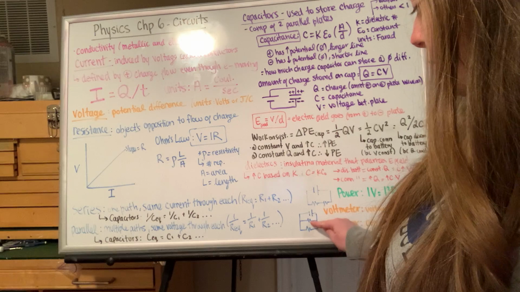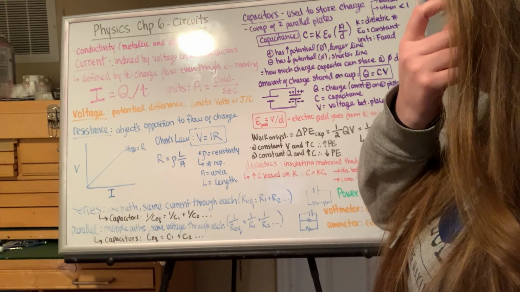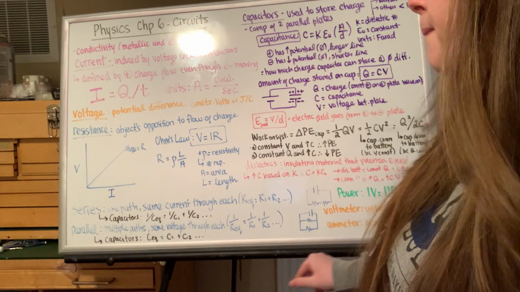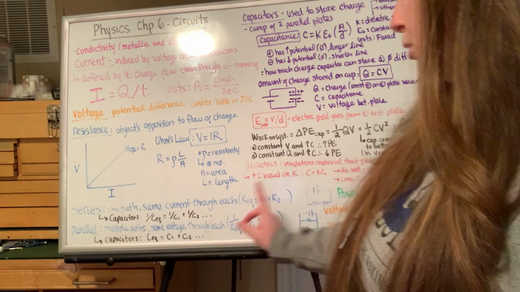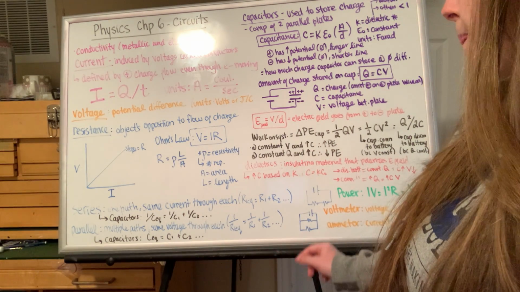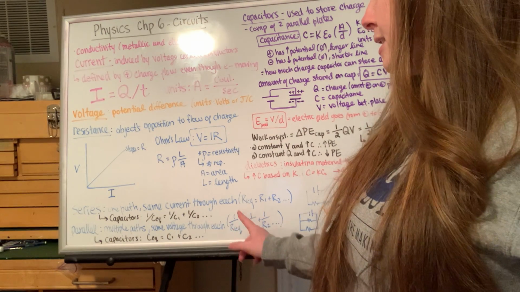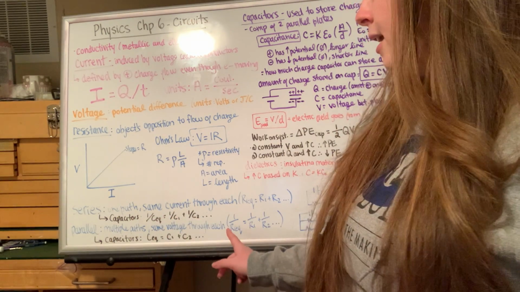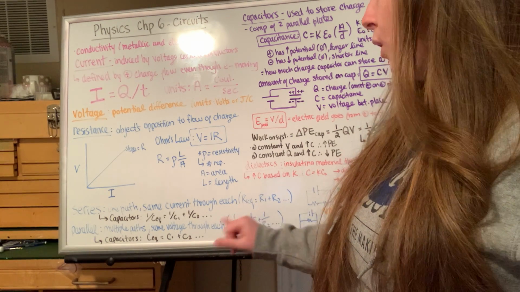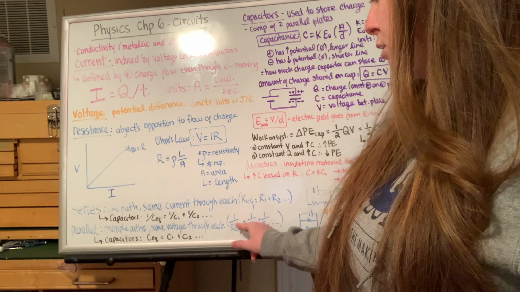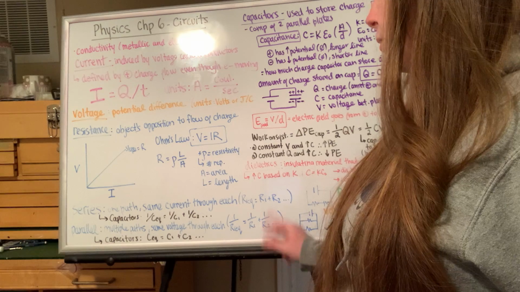So the current can come through here, the current can come through here, and still come back to the other side of that battery. So this is in parallel, and like I said, multiple paths, and you will get the same voltage through each of these, okay? So, how to find the total resistance in a parallel circuit: 1 over R total equals 1 over R1 plus 1 over R2, etc.